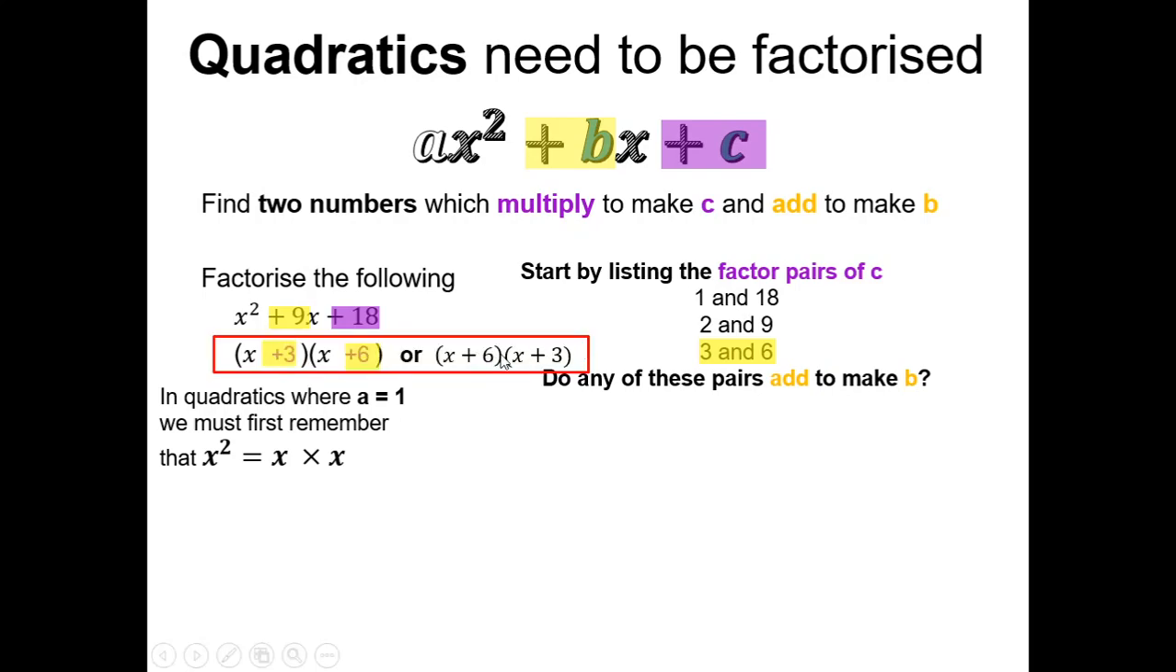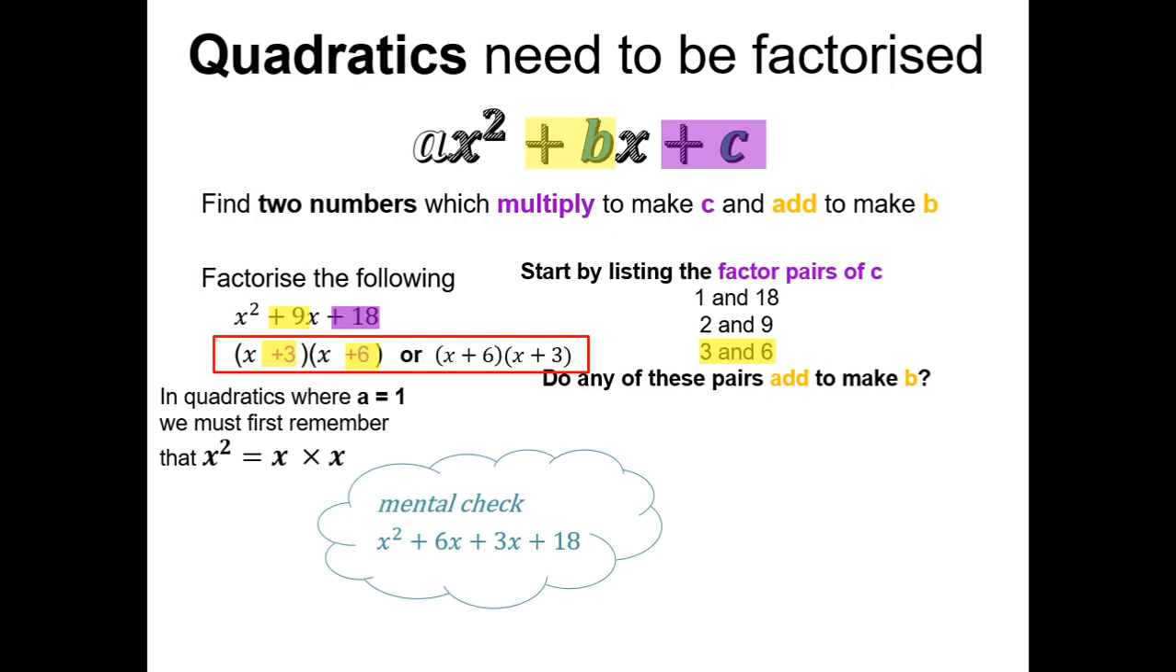Or you could put positive 6 and positive 3. Doesn't matter the order as long as you've got the right numbers and the right signs. We don't want to put negative 6 and negative 3. Okay? Now, just to check if that works, because you could very easily have put the wrong sign in there or got the wrong numbers, so let's just multiply it out.